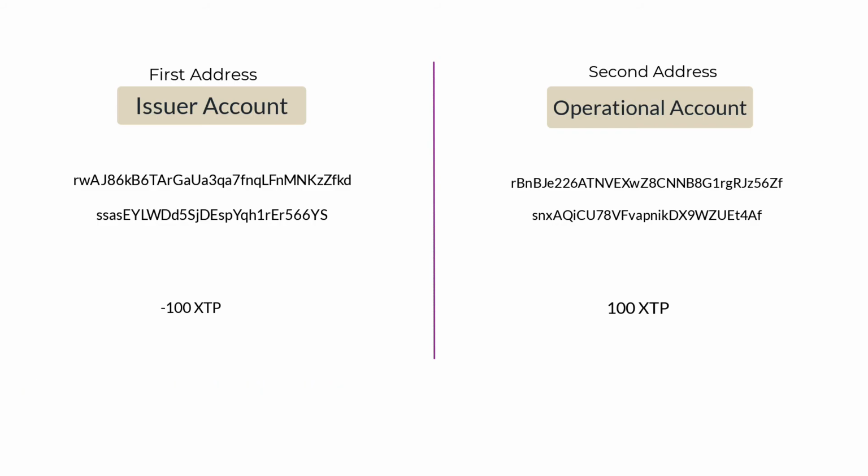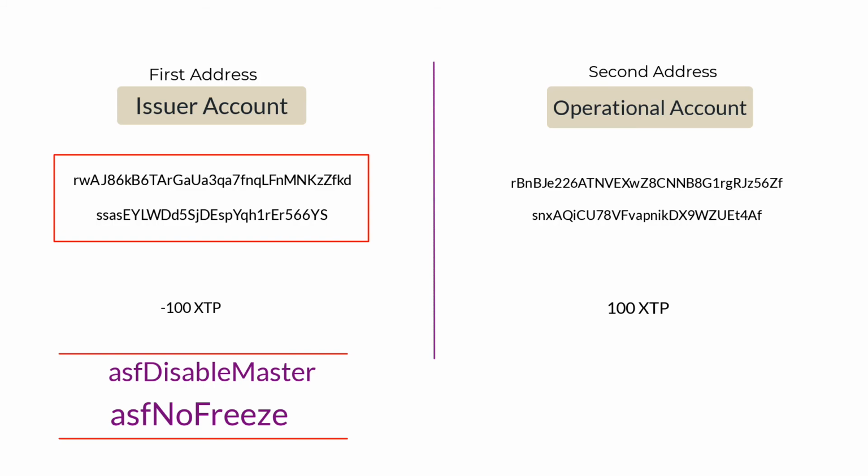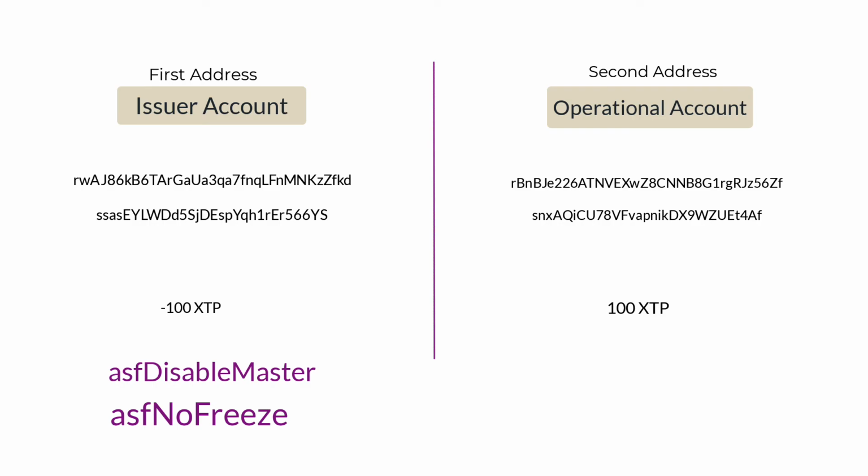The first issue can be fixed by enabling the no freeze flag on this issuer. That way, it can't freeze any individual TrustLines. And the second one is to disable the master key after setting the regular key to an R address which does not have a secret. So once you set these two flags on your issuing address, you lose access to this address, which means you can't issue more of these tokens. So the token supply is now fixed. That is, you have only 100 XTP.